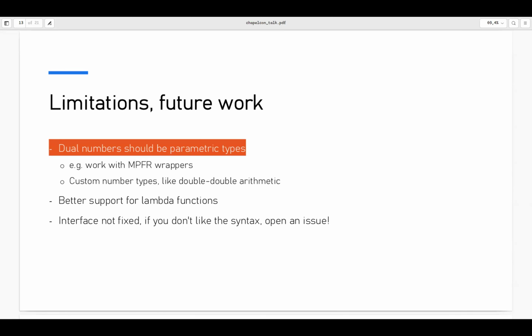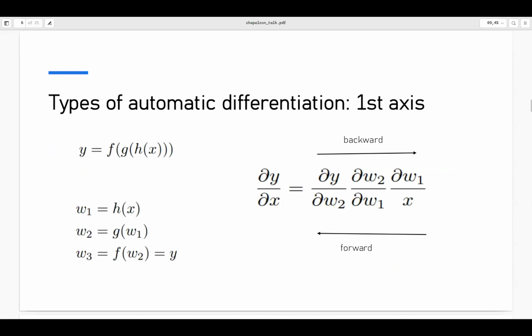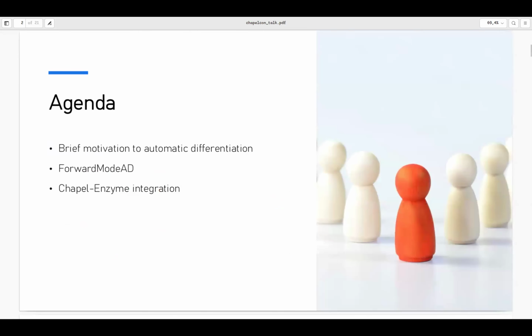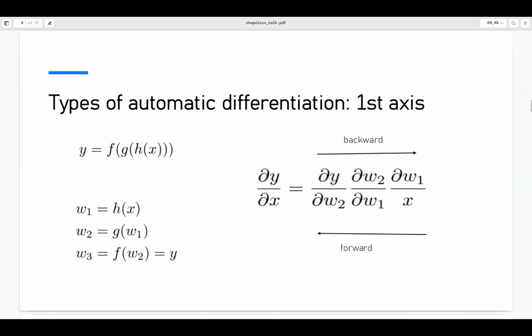I've got one question. Maybe you explained this, but I just missed it. You were talking about the two options of forward and backward mode. I'm curious what led you to choose forward mode, and whether there are any limitations or anything about using backward mode instead.